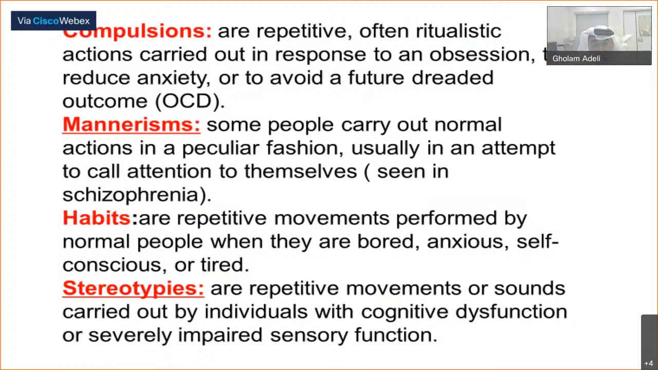Compulsion is what we see in OCD. That's like a ritual, repetitive, like a fear or dread of something, and you are forced to do it by the feelings. As I mentioned, OCD disorders. Mannerism is some abnormal way of doing something, like drinking tea in a wrong way. These are like drawing attention, and we see them in schizophrenia. Habits are something we do when we are sitting, either anxious or bored or tired, and we do repetitively. Sometimes they are unconscious. We call them habits, and they are not abnormal and do not need to be treated. Stereotypy is something like habits, but it happens in people with sensory dysfunction or cognitive impairment.